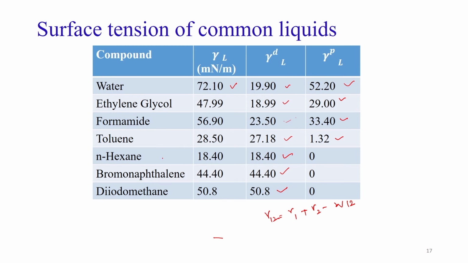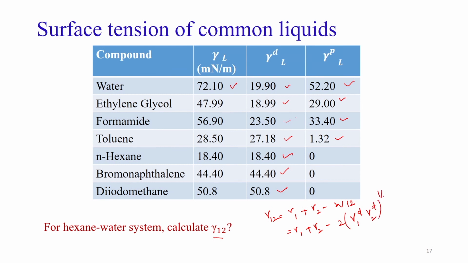Now, interestingly, in the hexane, it does not have the polar component. So, the polar terms will be 0. So, we will have only the dispersive term: gamma 1 plus gamma 2 minus 2 into gamma 1 dispersive, gamma 2 dispersive to the power half. So, we quickly calculate here. Its value is coming out to be 52.2 millinewton per meter. So, in this way you can quickly calculate the value of interfacial tension between solid and liquid or between two immiscible liquids.